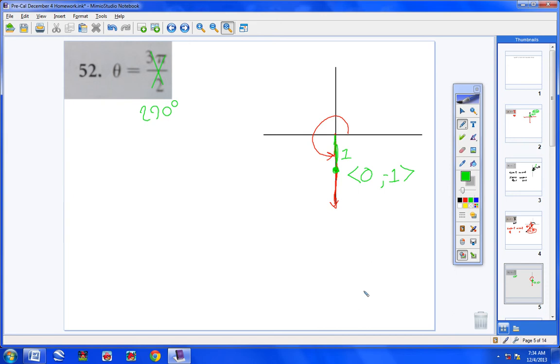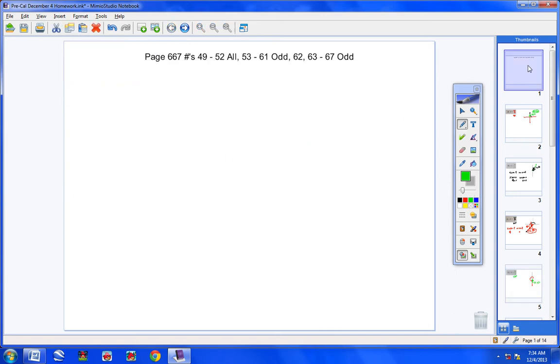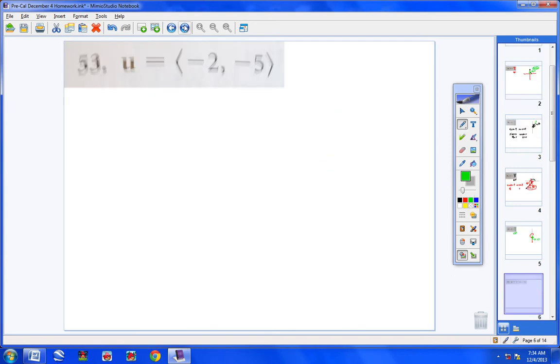And let's continue on. That was numbers 49 through 52. Let's see what's next. 53 through 61 odd. Okay, here we go. Now, 53 through 58, the directions say to determine the direction angle to the nearest degree. That's all we have to do. So for numbers 53, 55, and 57, all that we're doing is finding the direction angle. Okay, that's it, to the nearest degree.